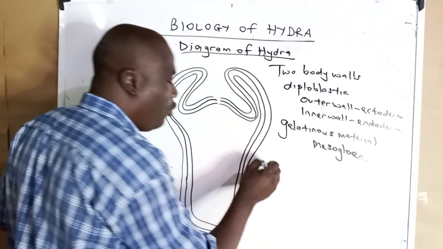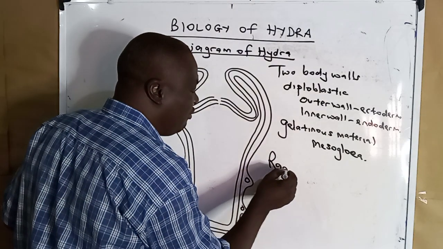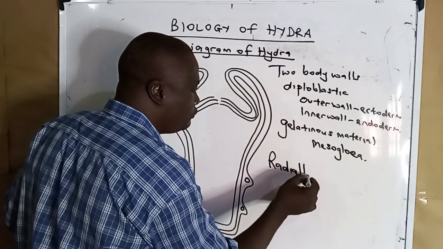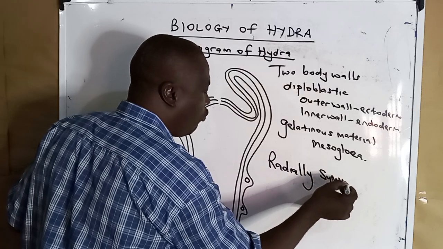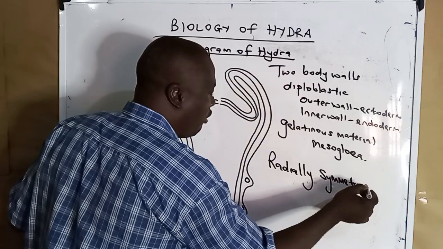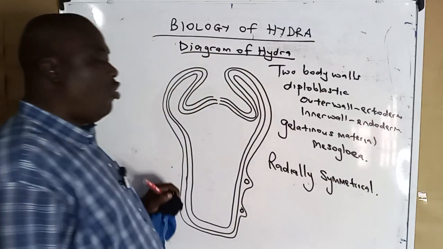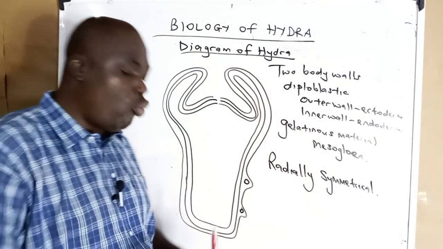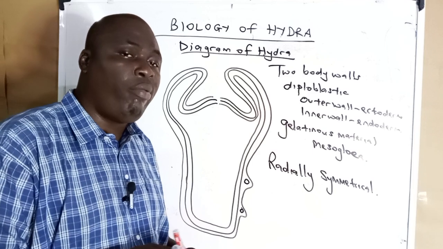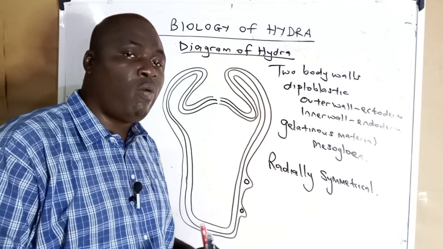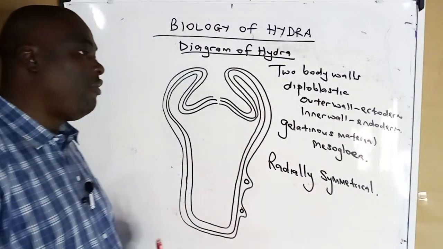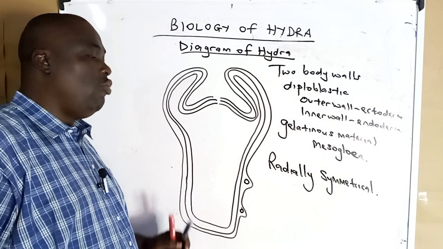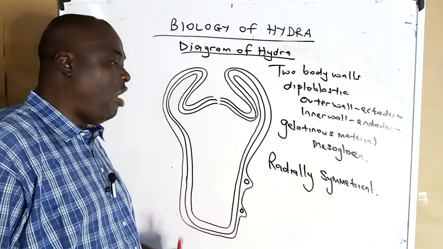The body is also radially symmetrical. That's Hydra. What do you mean by radially symmetrical? When you can divide an organism into two equal arcs along any plane.